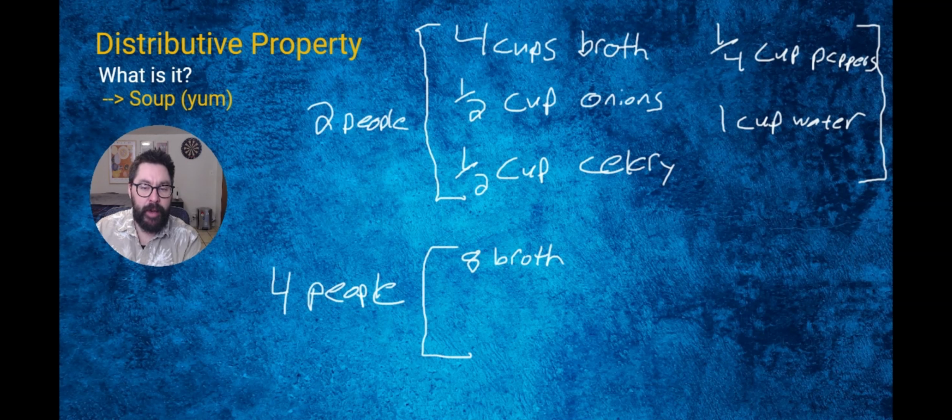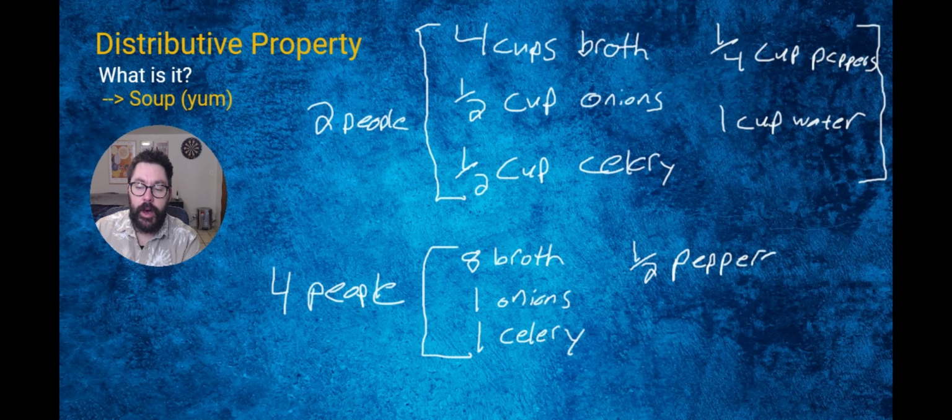If we had half a cup of onions, twice as much is 1 cup of onions. And that's going to be the same for the celery. Over here, we had 1/4 of a cup of peppers. So if we want to double that, we'll end up with 1/2 cup of peppers now. And lastly, we started with a cup of water, but we need to double that as well. So we'll end up with 2 cups of water.